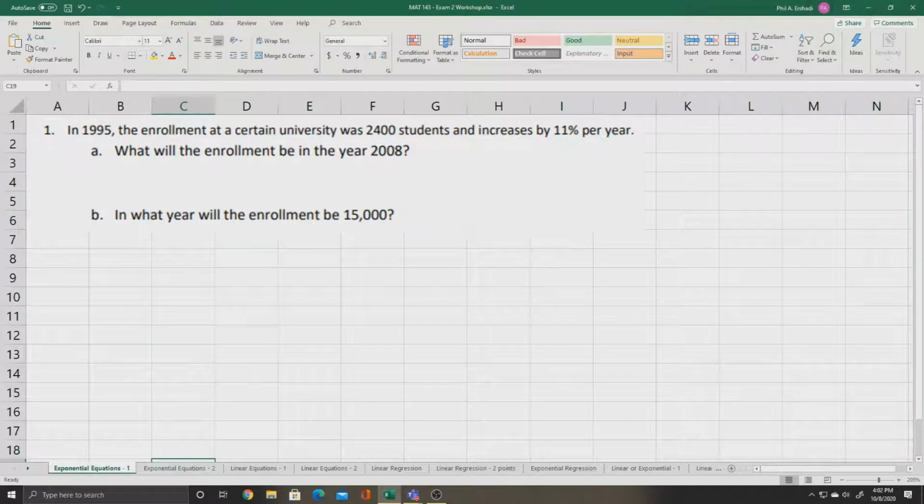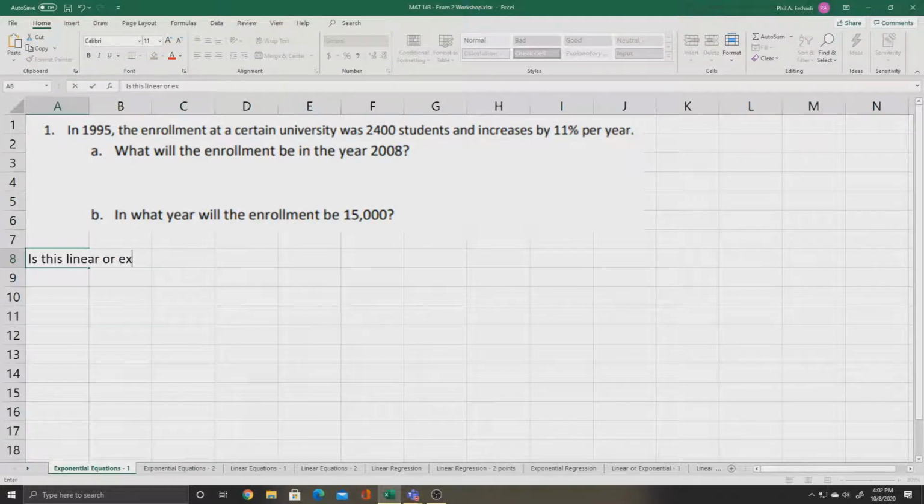All right. So we are told that the enrollment at a certain university was 2,400 students and increases by 11% per year. And they ask, what will the enrollment be in the year 2008? The first question we need to ask ourselves is this linear or exponential?